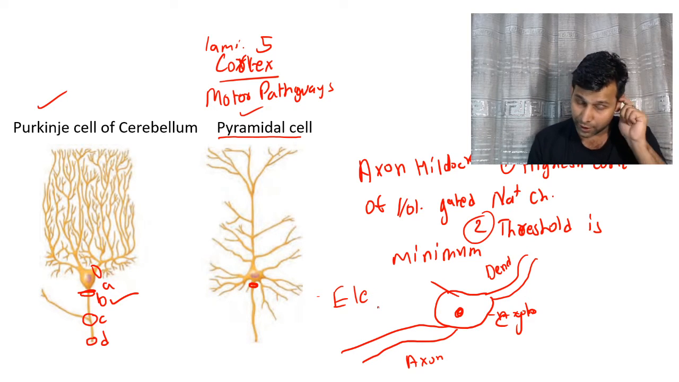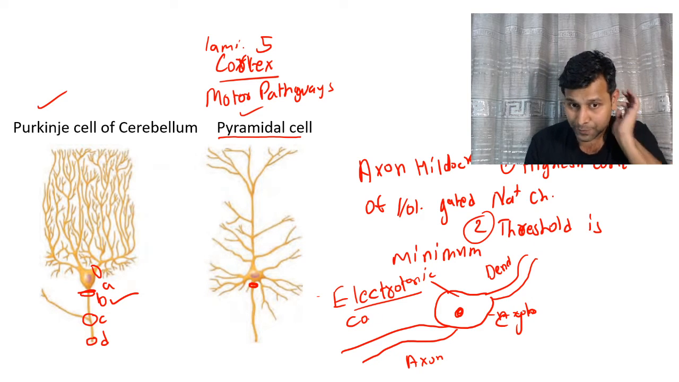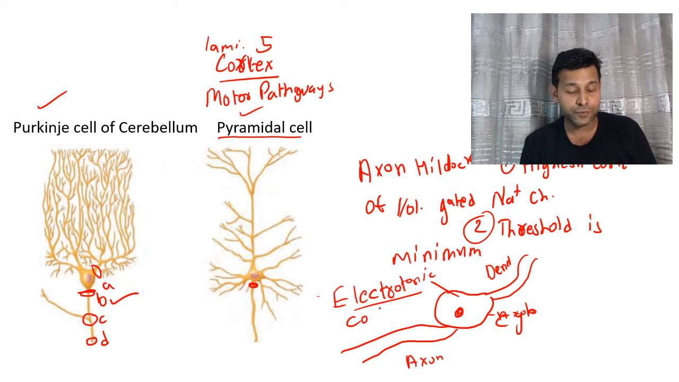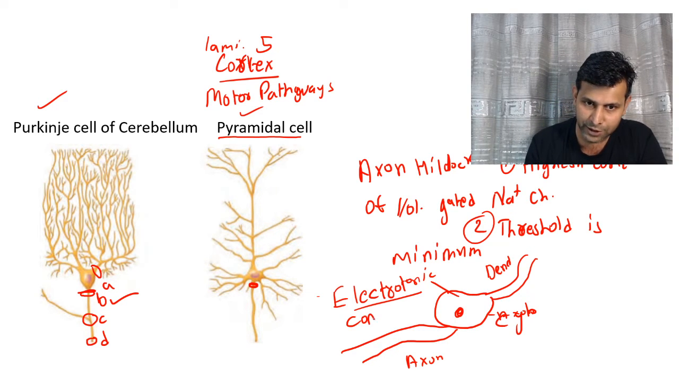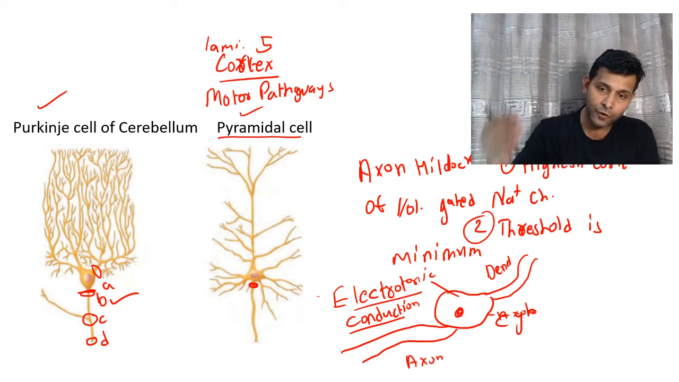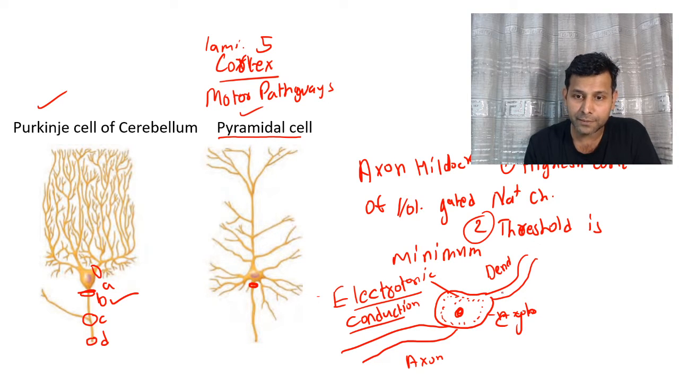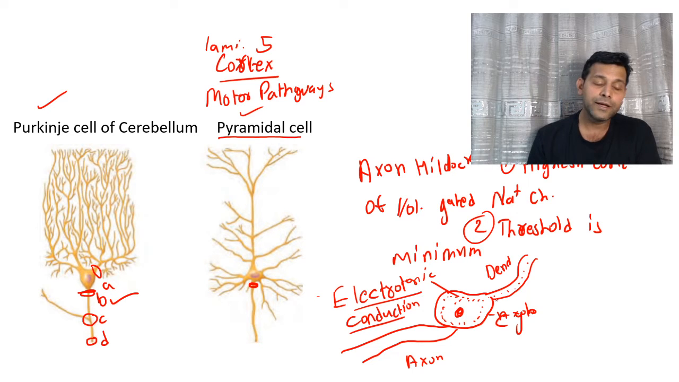But the more apt word is electrotonic conduction. Remember, electrotonic conduction is a type of graded potential which can generate an action potential, but which itself is not an action potential. I repeat again, the impulse or the current which travels from the dendron to the cyton and within the cyton itself, we call it local current. Very good, the word is local current, but the more apt word is electrotonic conduction.